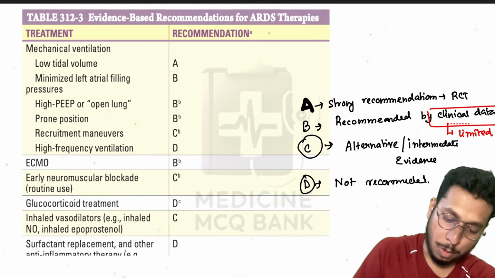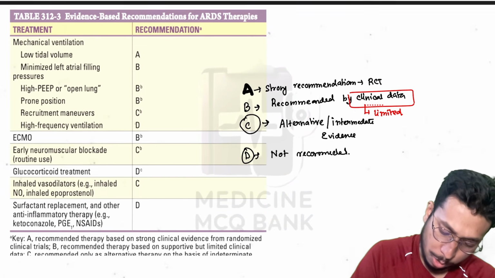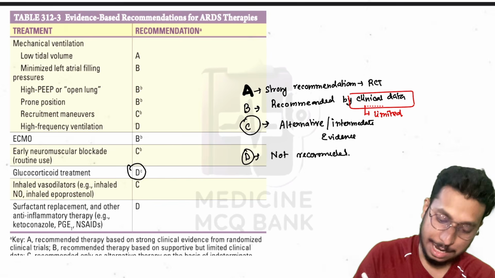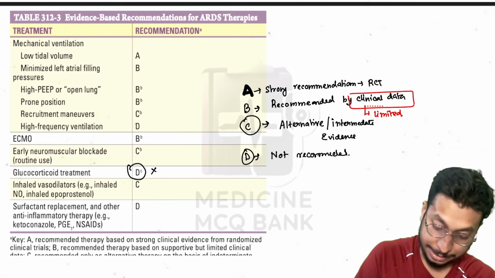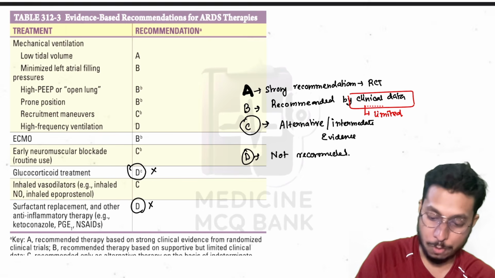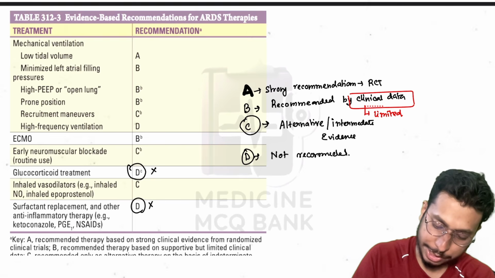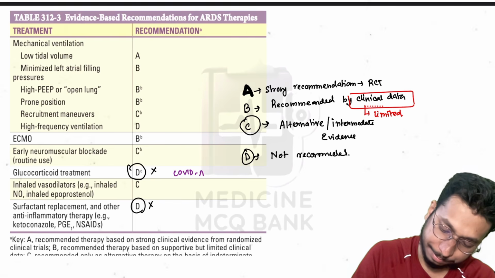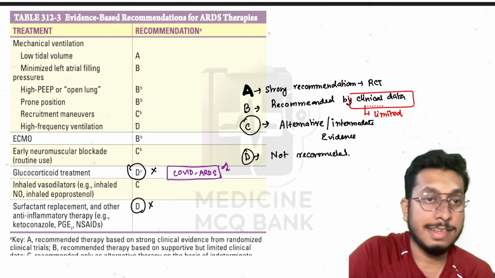So here you can see properly in this Harrison-based table. Glucocorticoid treatment routinely is not recommended. Surfactant replacement and other anti-inflammatory therapies like ketoconazole, PGE1, and NSAIDs are not recommended. Only in special cases, like COVID-associated ARDS, glucocorticoid therapy can be considered. Okay, not in routine cases.